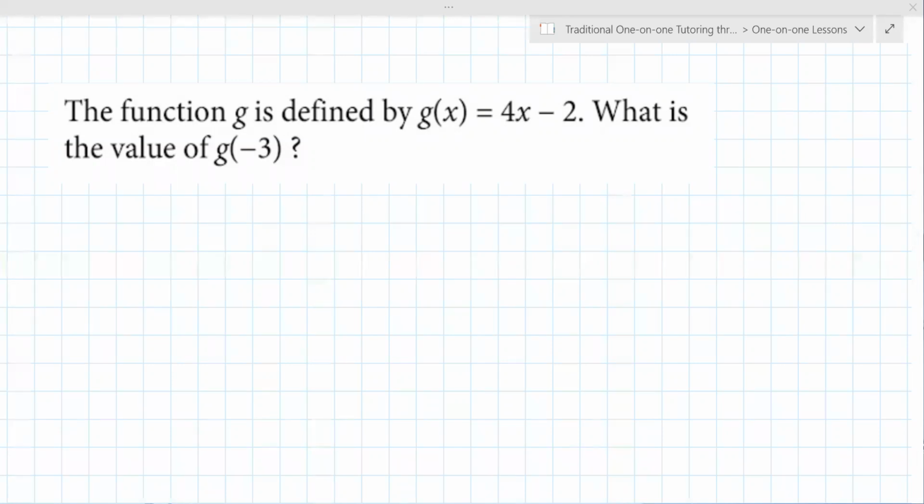Do you have an answer for me, Sourish? Yeah, I'm almost there. -14. Yeah, so 4 times -3 minus 2 is -12 minus 2, which is -14. Good. Excellent. Okay, so here, let's try one that's got a fraction in it. They're just going to get more difficult.